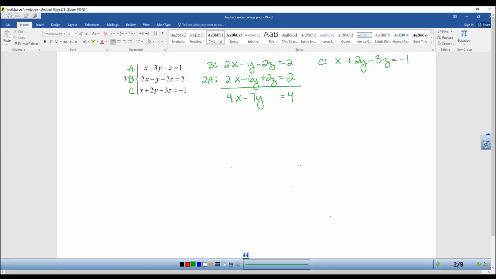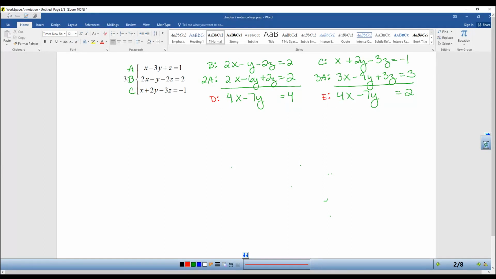3z, but I can use either A or B. So I'm going to use A again, and I'm going to multiply it by 3. That'll give me 3x minus 9y plus 3z is equal to 3, which gives me 4x minus 7y. My z's canceled, and I got 2. So now I have, you can call it equation D and E if you want to.